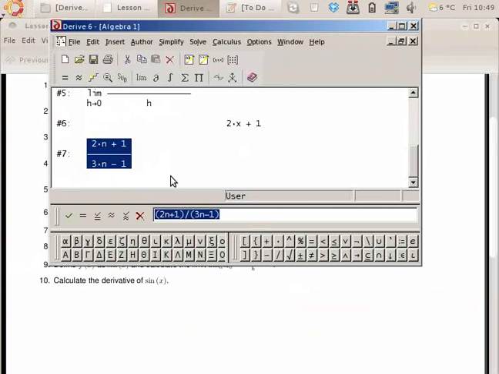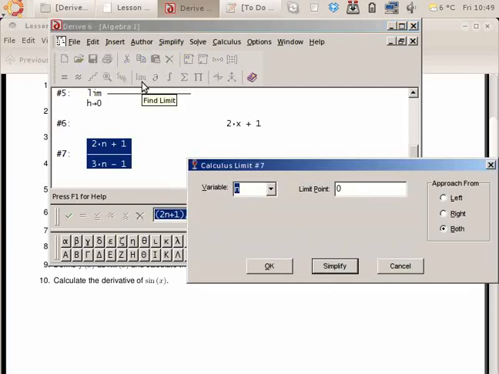So this is called, if you remember, the limit. What's the name of the sequence which moves to a limit? What's it called? Convergent. So we would like to find the limit here. So the way to find the limit is, again, we click the limit button. And this time it's n, but we want it to go to infinity.